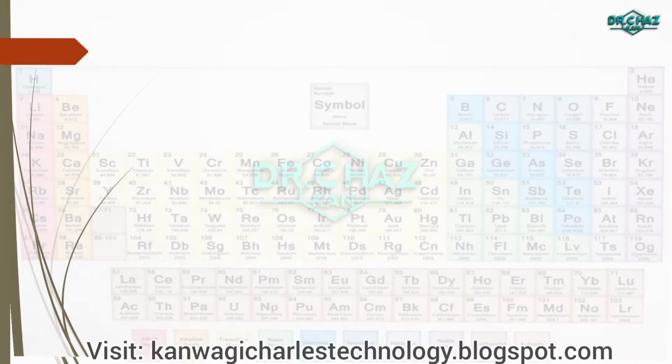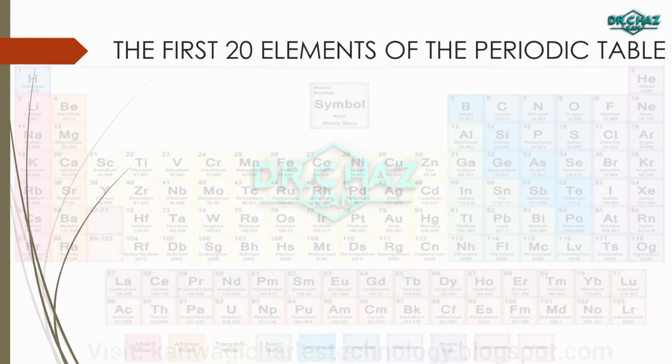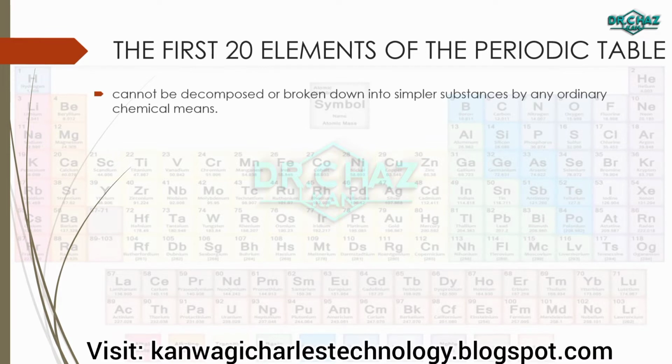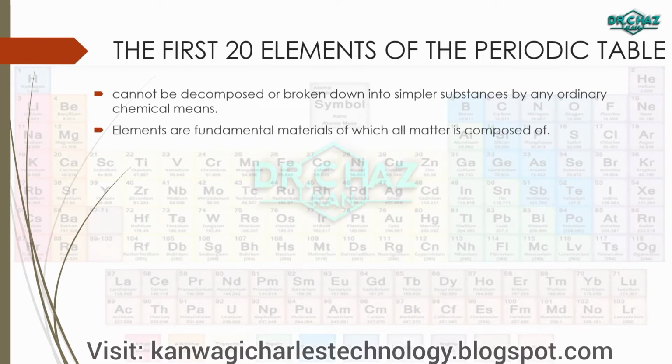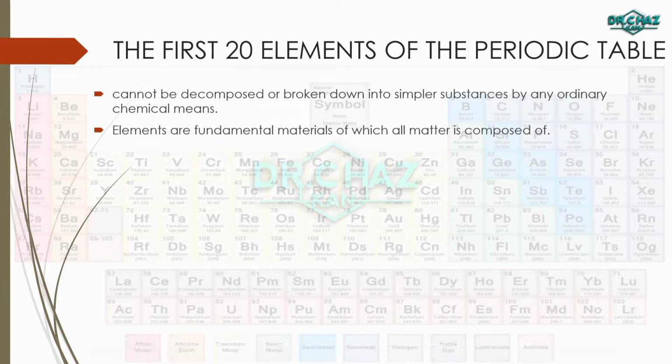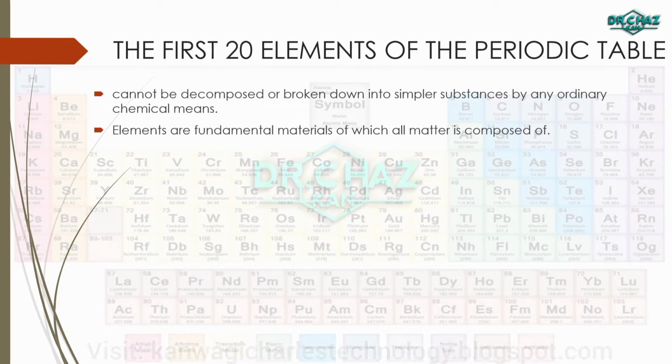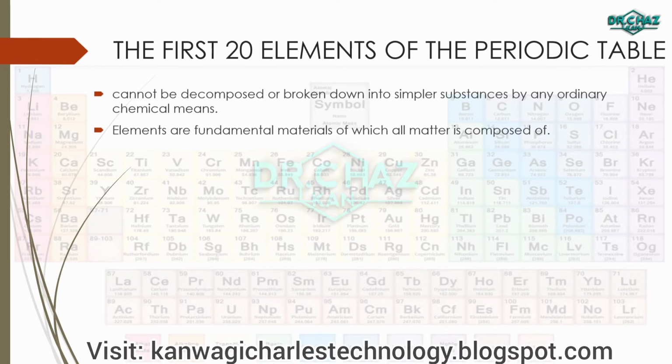We move to the first 20 elements of the periodic table. An element, by definition, is a substance that cannot be decomposed or broken down into simpler substances by any ordinary chemical means. And elements are fundamental materials of which all matter is composed. There is nothing on earth that doesn't have elements. Elements like hydrogen, elements like magnesium, elements like calcium, even our bodies, they are matter.